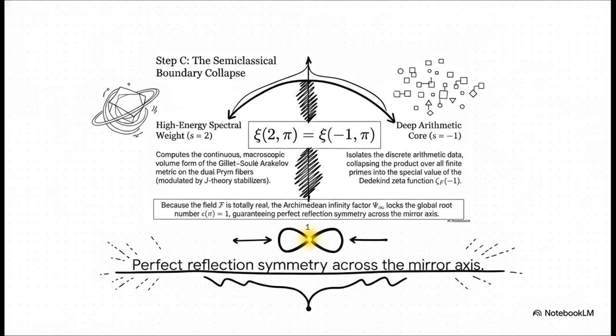Check out the exact structural bridge in this center equation. You've got high-energy spectral weight on the left and deep arithmetic core on the right. The left side is computing the continuous macroscopic volume of our space, while the right isolates the tiny, discrete arithmetic data. And because the underlying math is based on totally real numbers, a global lock guarantees perfect reflection symmetry across that mirror axis. The continuous volume absolutely has to match the discrete data.